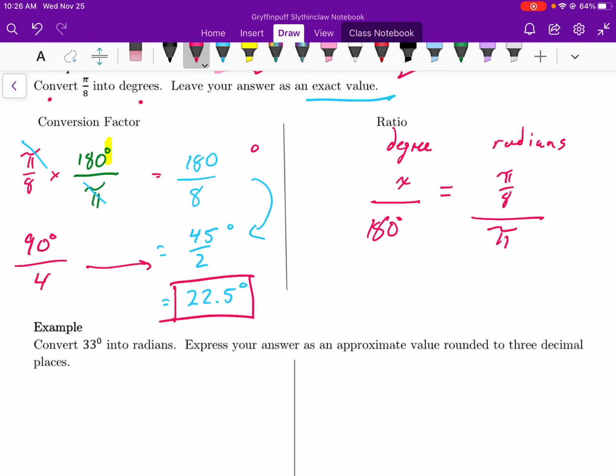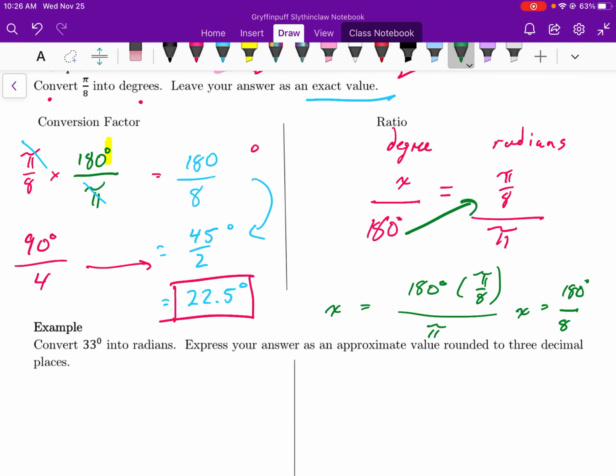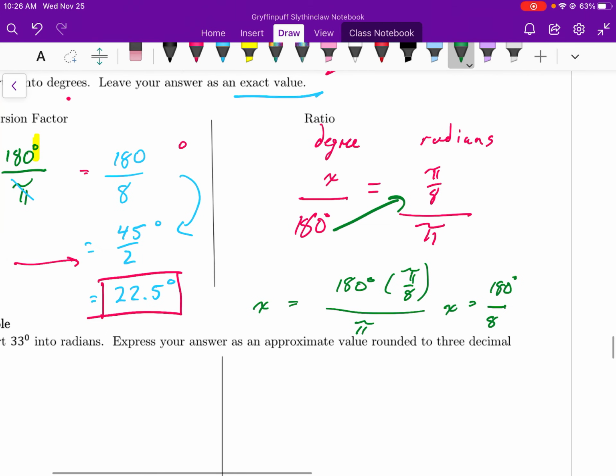The power of the ratio is incredible. So I'm going to multiply both sides by 180 degrees. So this is 180 degrees times pi over 8 divided by pi. And if I do that, what I get is x is equal to 180 degrees, make sure you keep that unit, divided by 8. And just as we saw before, x is going to be 45 over 2 degrees.